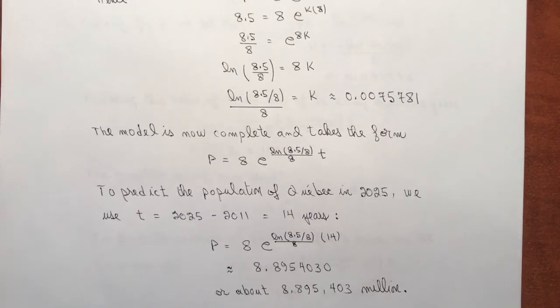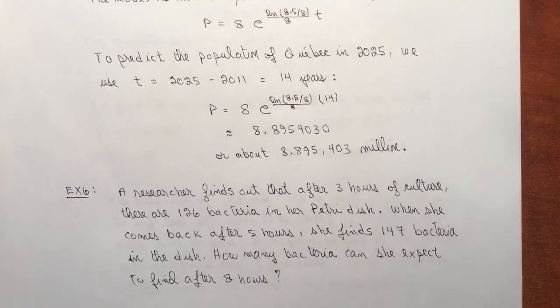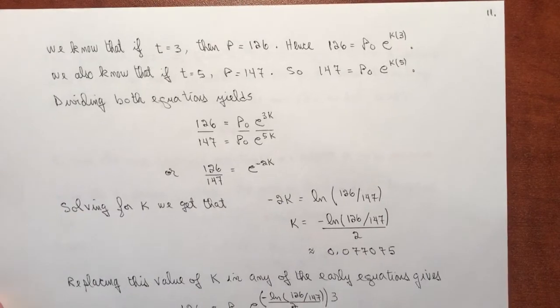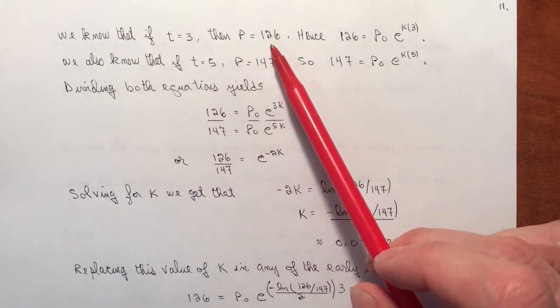Another example, example 6. Consider the fact that a researcher finds out that after 3 hours of culture, there are 126 bacteria in her petri dish. When she comes back after 5 hours, she finds that there are 147 bacteria in the dish. So how many bacteria will there be after 8 hours? Another example of a growth model. So what do we know? We know that when t is 3, P is 126.